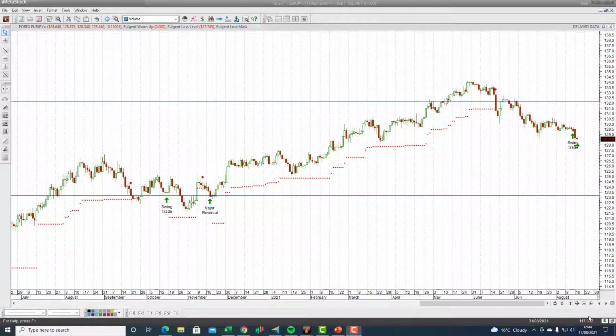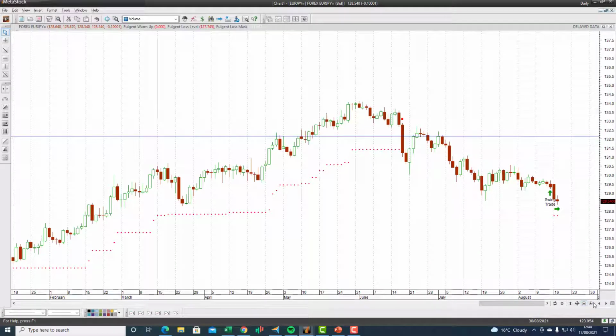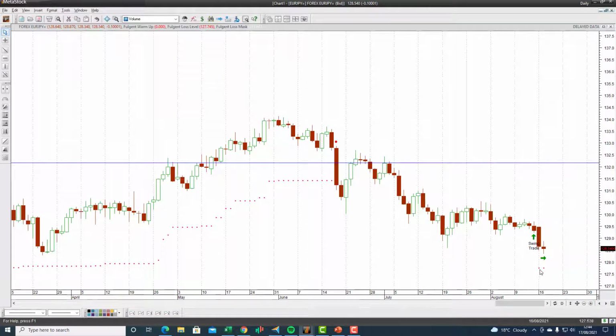So the more recent updated signal, we have a swing trade here. You can see the swing trade signal there, and then we have a trailing stop loss there. There's a trailing stop loss right there at that level between 128 and 127.50 on the euro yen currency pair.